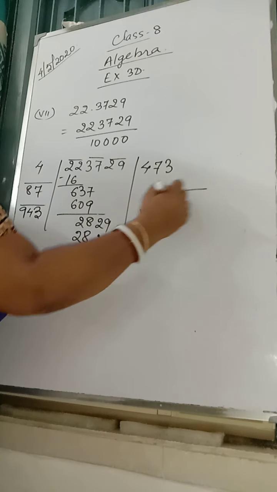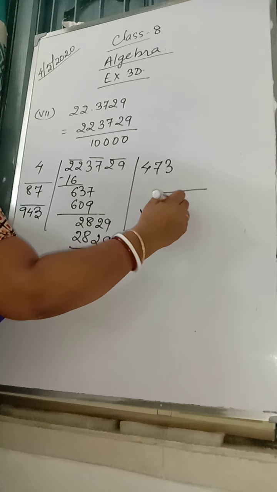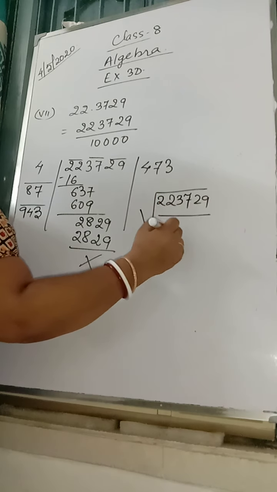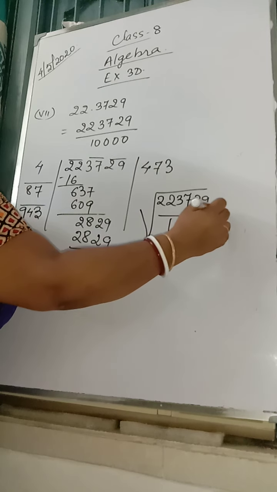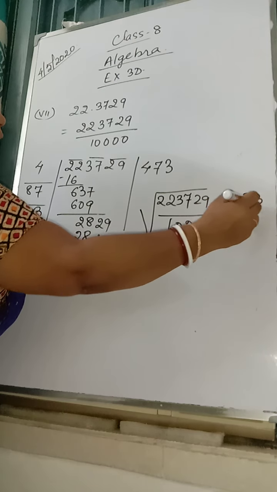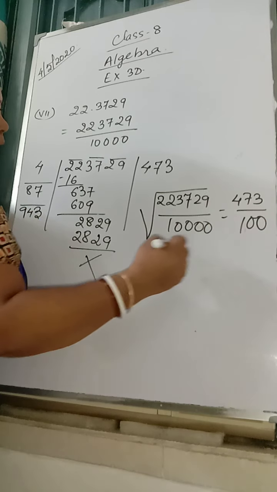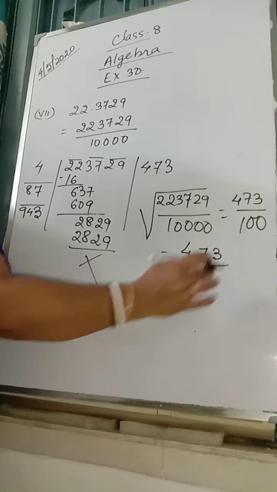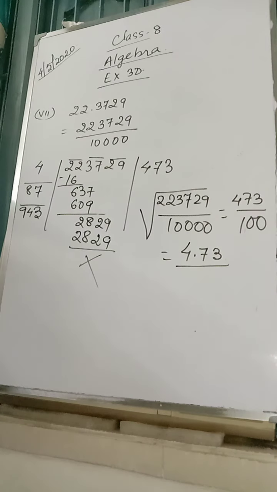So therefore we got the square root of 223729 by 10,000 is equal to 473 by 100, or the answer is 4.73. In this way you have to solve this square root while converting it into a fraction. Next, also we have decimal numbers.